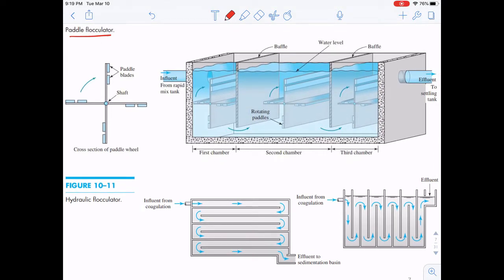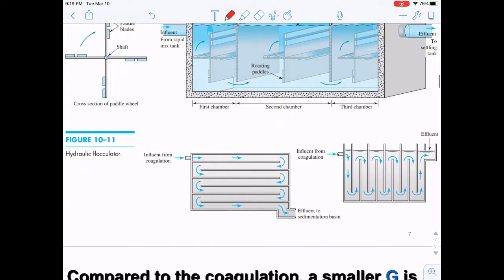Well, for these channel flocculators or hydraulic flocculators, what happens is that we're forming these channels to let the water stay for a longer time within these channels. So if we have a longer retention time, then the particles can form a larger volume, and they can finally grow large enough and then settle down.